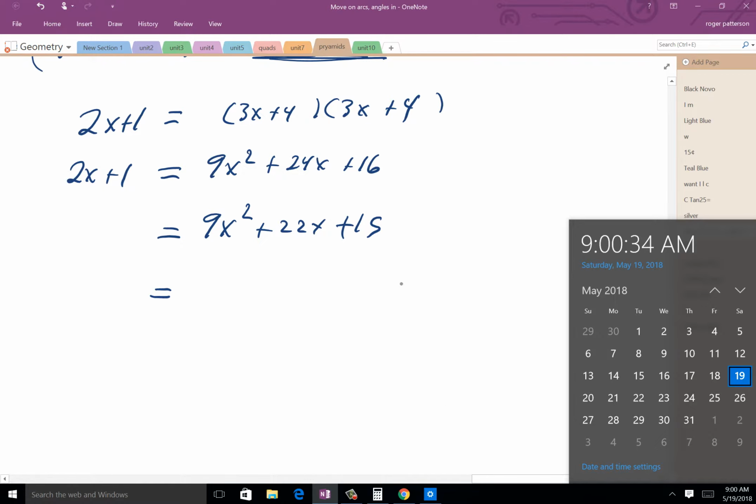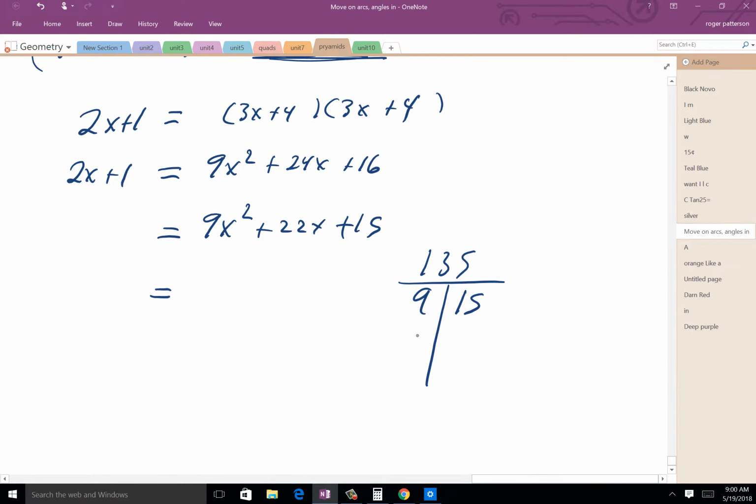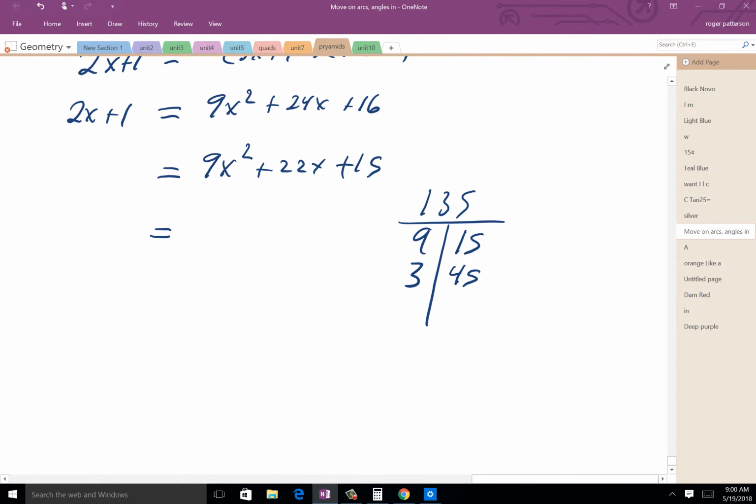I don't even know why I attempted this problem. 135? So that's 9 and 15, right? Yeah. 3 has to go in there. How about that? 3 goes in there. 45? Okay. 5 has to go in there. 17? 27. So, see, if you had left it as a minus, it would have worked.